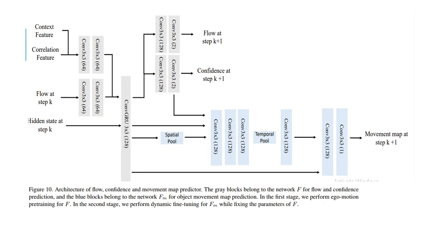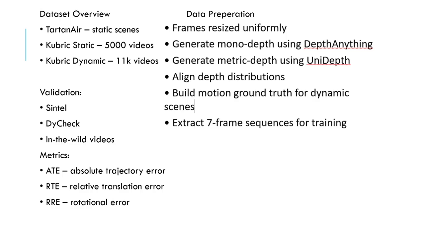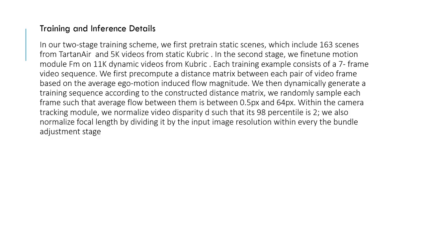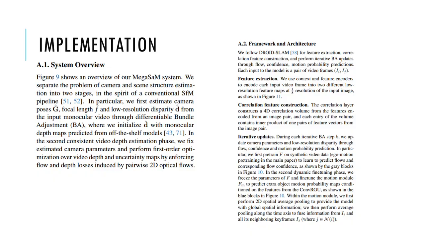Now this is the training pipeline. This is our entire module, which consists of the static scenes module, in gray, and the blue module for dynamic scenes. And these are the modules they used, and the dataset, data preparation, validation and training details. Now let's dive deep into how to implement this.